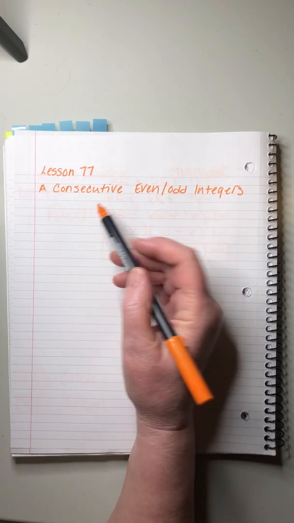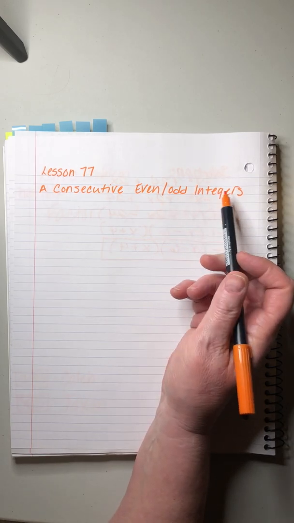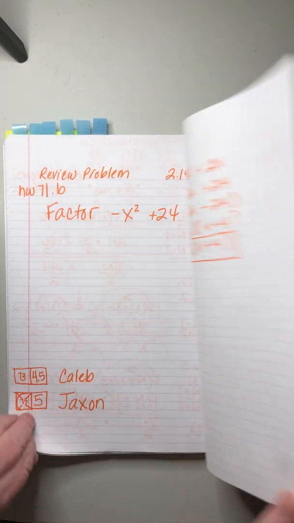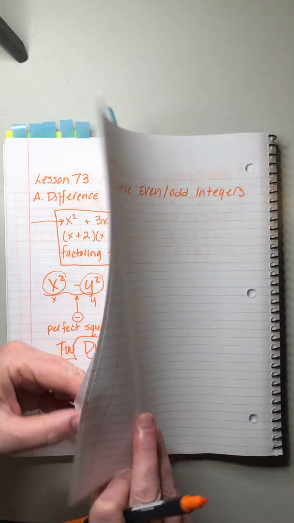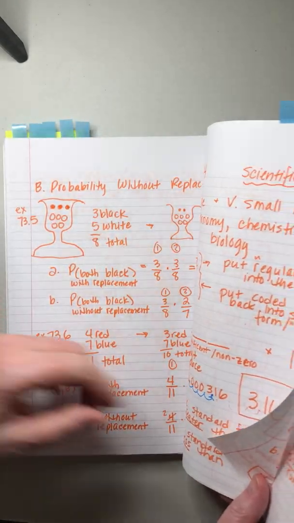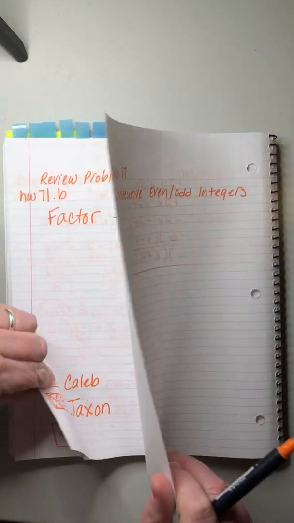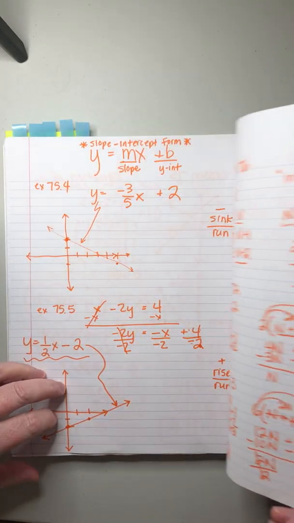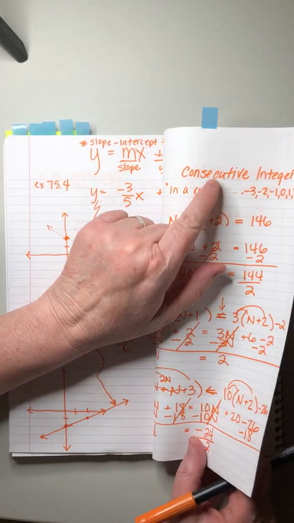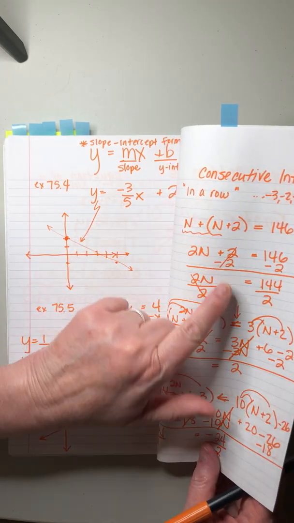It's a two-parter today about, first of all, consecutive even and odd integer problems. Now, it wasn't too long ago. Let me just see if I can find it real fast. Oh, there it is. It was just Lesson 76. We talked about these consecutive integer word problems, right?